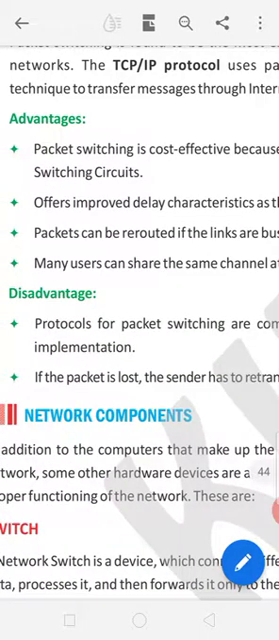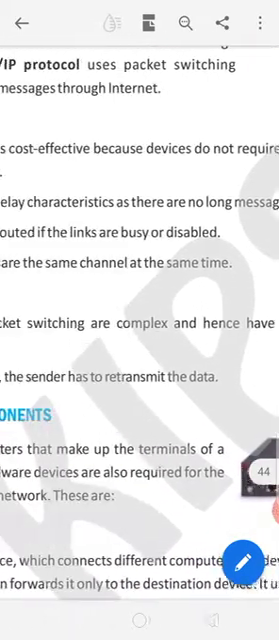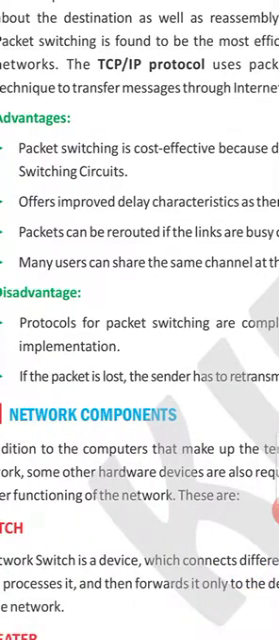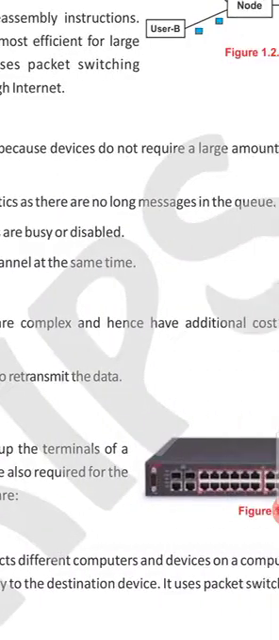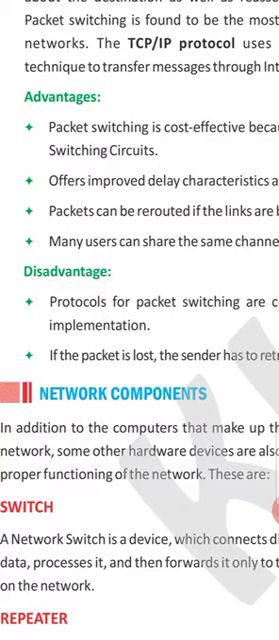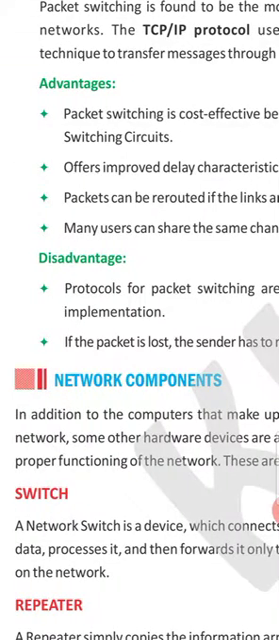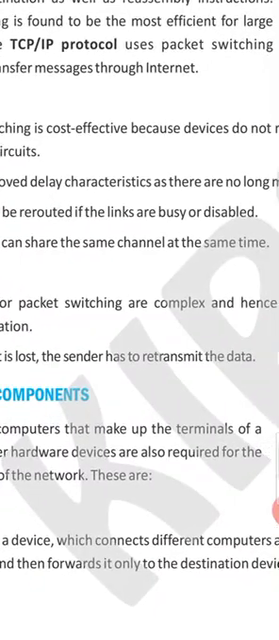Advantage: packet switching is cost effective because devices do not require a large amount of switching circuitry, which is too costly. It offers improved delay characteristics as there are no long messages in the queue. In packet switching, it never stores any message for a long time. Packets can be rerouted if the links are busy or disabled. If anything happens, then we send the message again. Many users can share the same channel at the same time. So many can share, right?